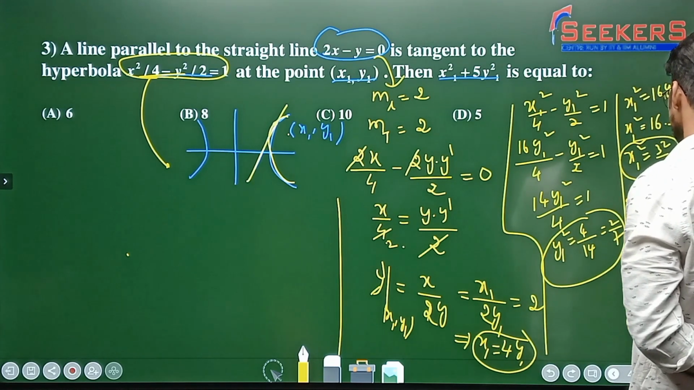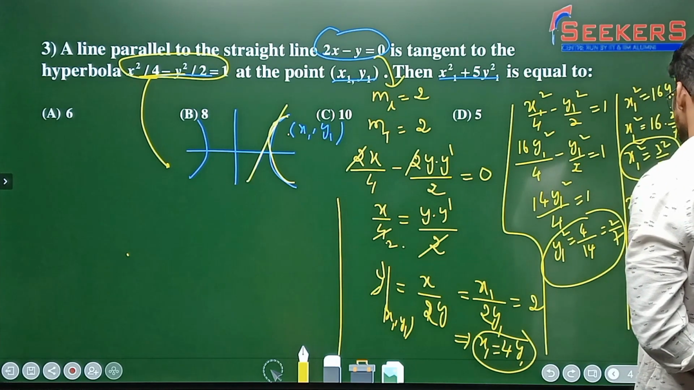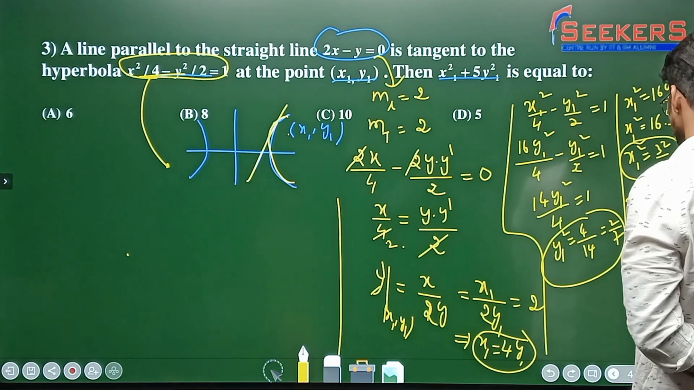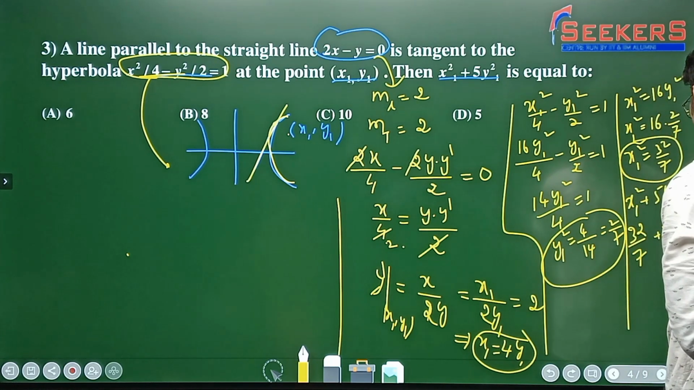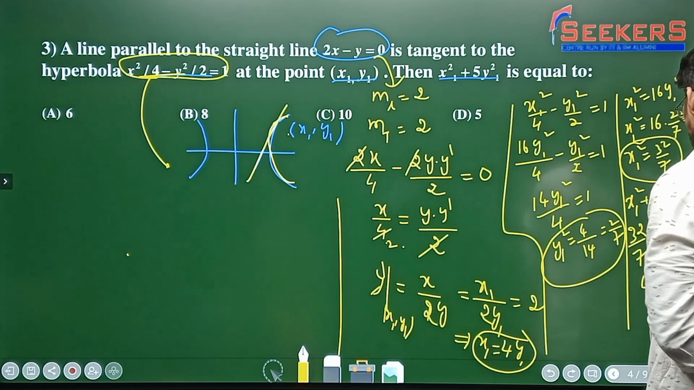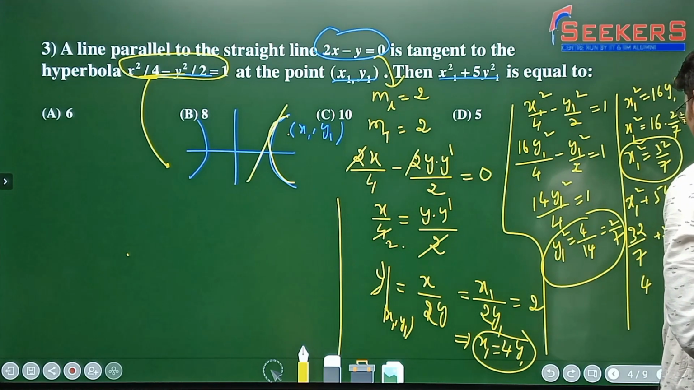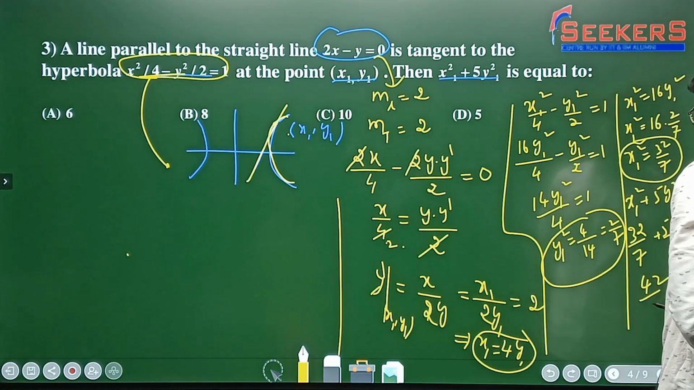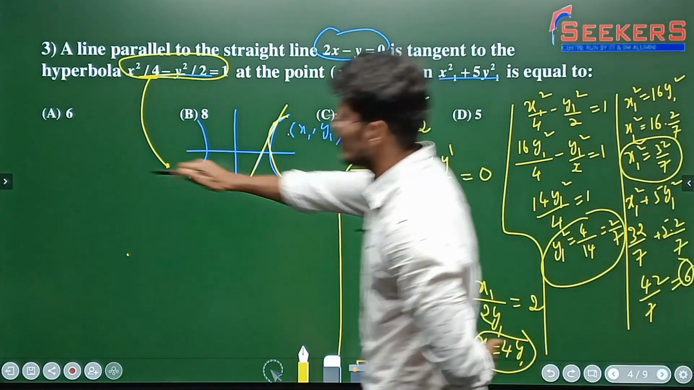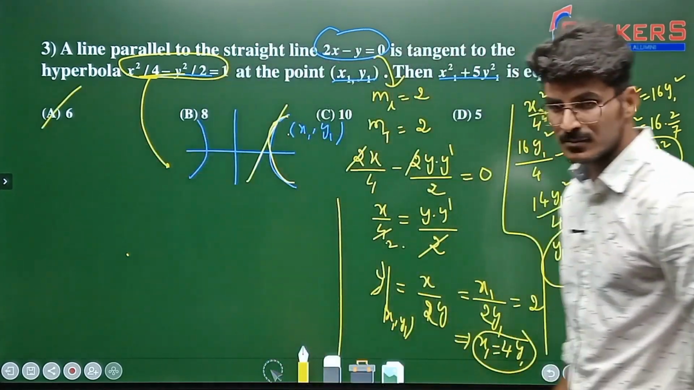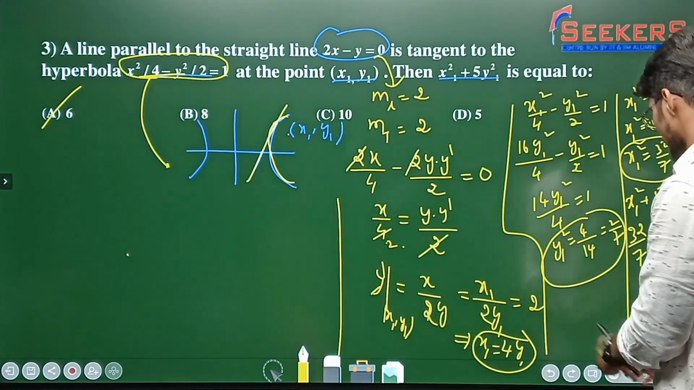Just substitute it, you will get the answer. So x1 square plus 5y1 square, how much? X1 square how much? 32 by 7 plus 5 into y1 how much? Y1 square how much? 2 by 7. So 32 plus 10. So 5 to the 10, right? So 42 by 7. 42 by 7 means 6 is the answer. So 6 is available in the option A. So option A is correct answer. We'll go for the next question now.